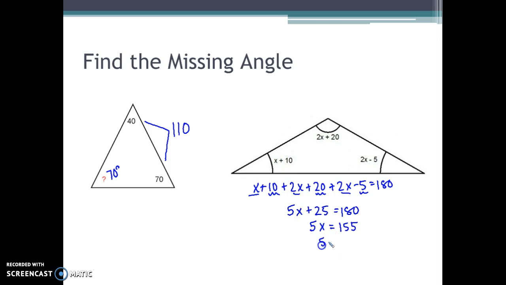And divide by 5, x equals, and we get 31. All right, if I wanted to know what the angles were, I just plug x back in. So 31 plus 10 gives me 41. 2 times 31 is 62, plus 20 is 82. And 2 times 31 is 62, minus 5 is 57. And then 41, 82, and 57 should add up to get 180.